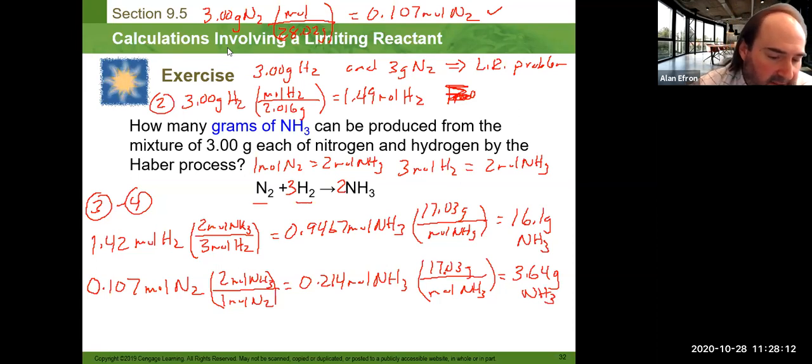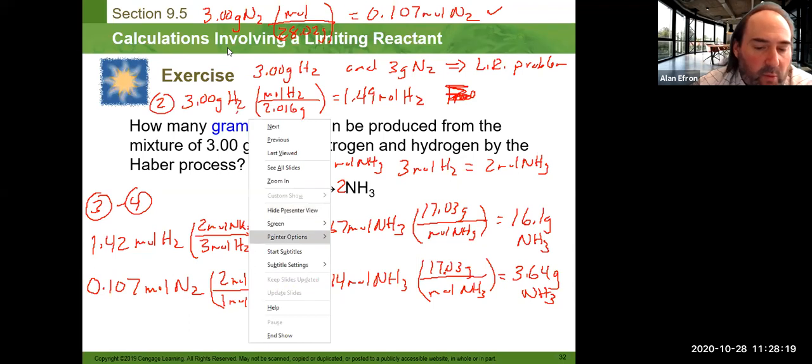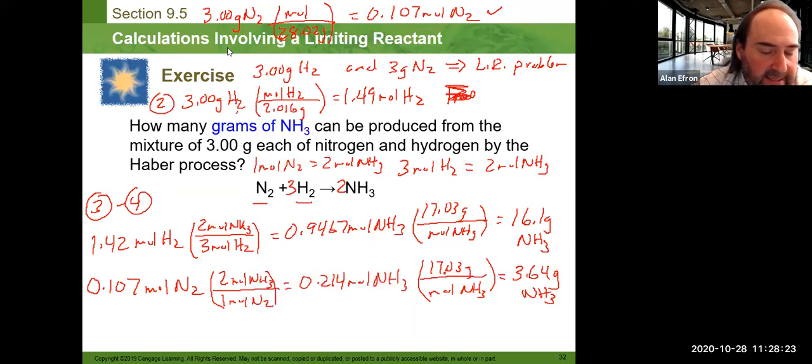First off, any questions on those calculations? So we're basically just doing 2 separate calculations, one from each of the reactants to the product we're interested in, to help us determine which one's the limiting reagent. And if we do that, what we see is this one right here is the smallest. That is the smallest.